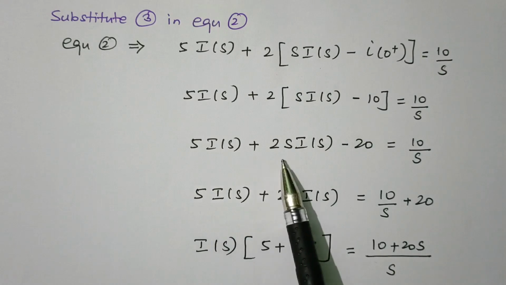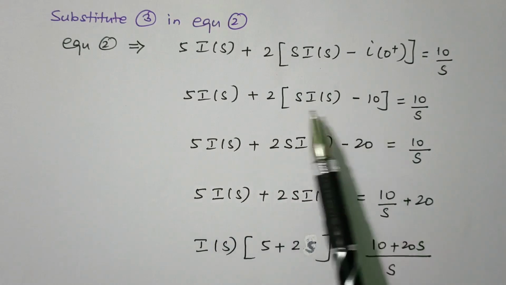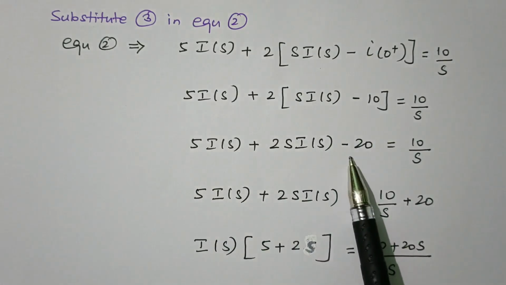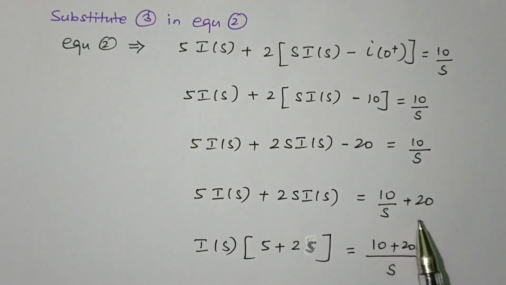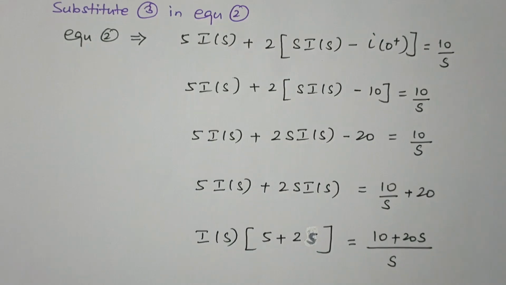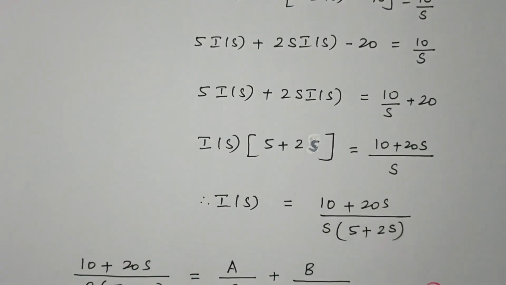5 I(s) plus 2 s I(s) minus 2 into 10, 20, equal to 10 divided by s. Now I will bring this 10 minus 20 that side, so it becomes plus 20. Now here take the I(s) common. So it is (5 plus 2s) I(s) equal to, here take the s common, so that s is available here. So 10 plus, here s is not there, so it is multiplied by 20s. 10 plus 20s divided by s. Right. So from that we can find the I(s) value.